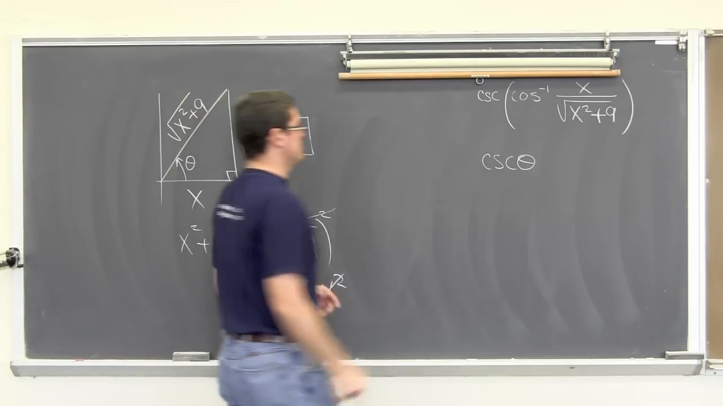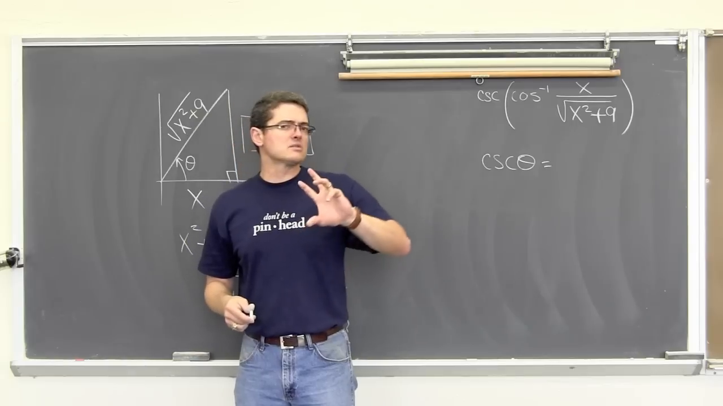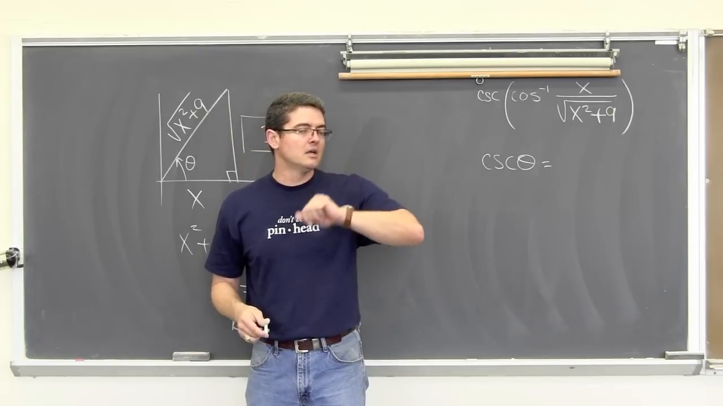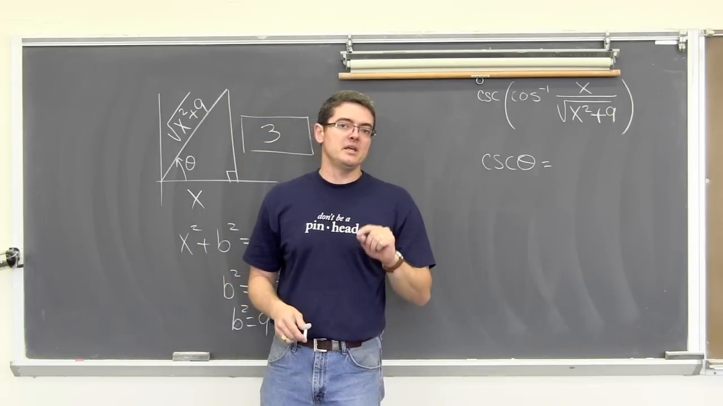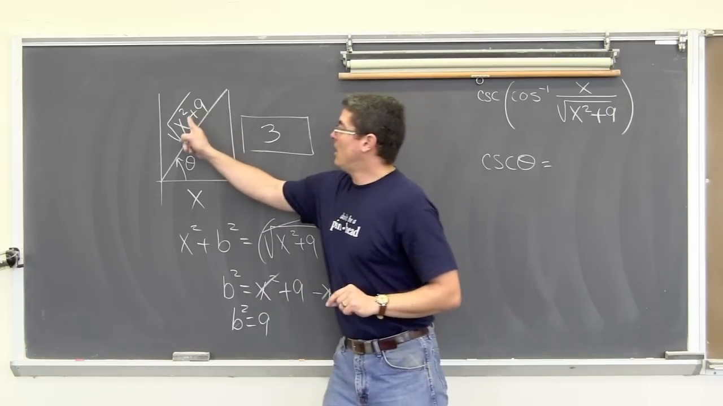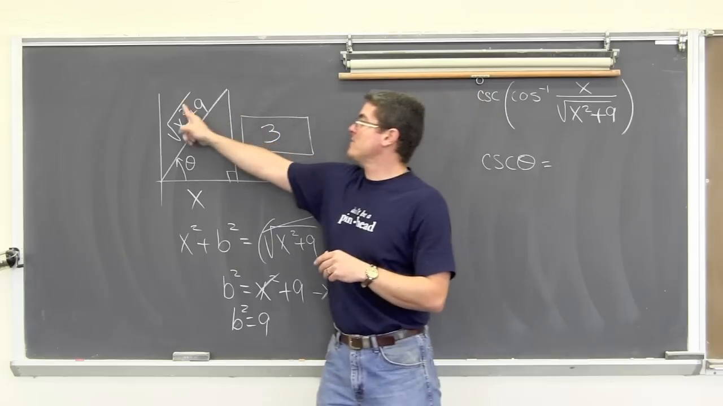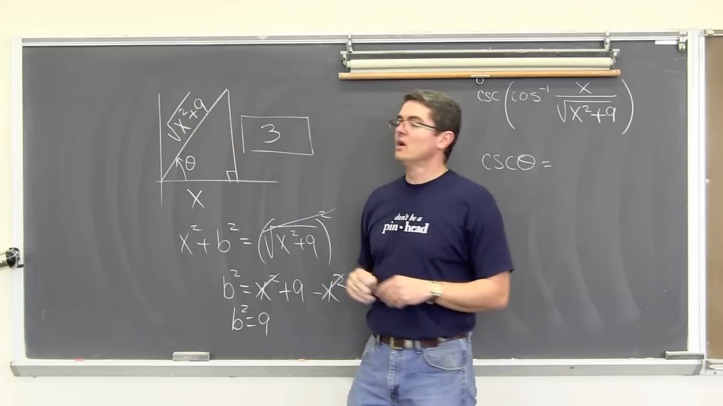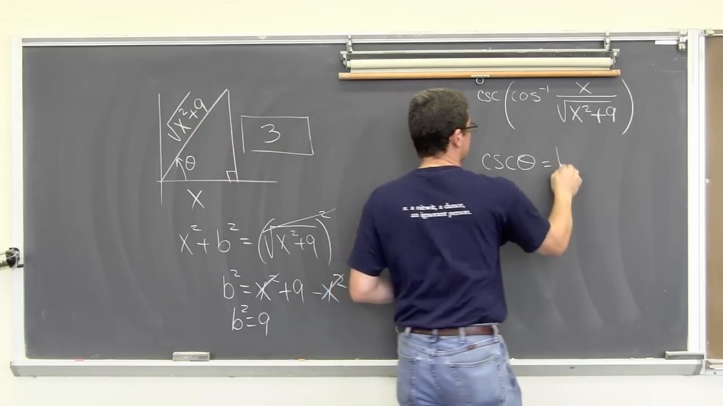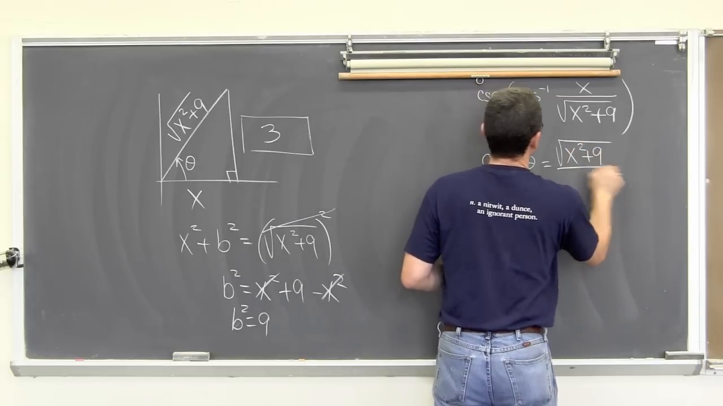So the cosecant of theta, cosecant is a reciprocal of sine, so cosecant is going to be not y over r, but r over y, or hypotenuse over the opposite side. So it's going to be equal to the square root of x squared plus 9 over 3.